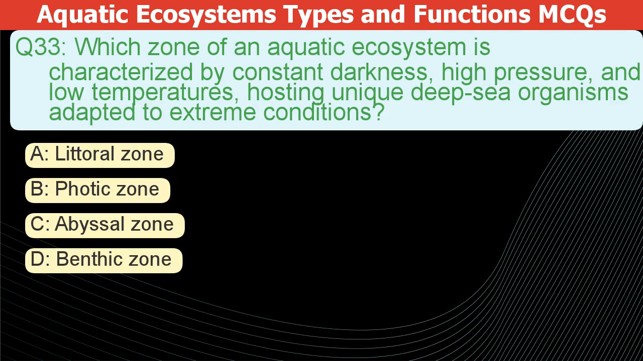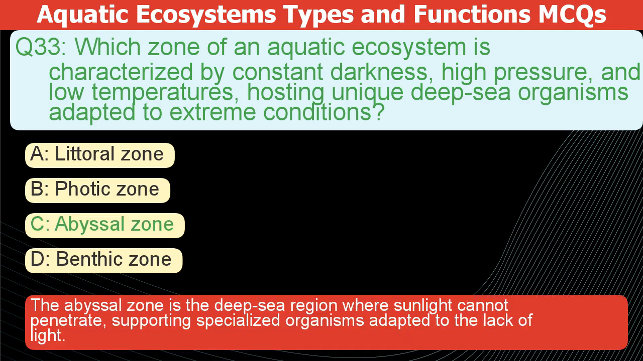What is the term for the region where a river meets the ocean and salty seawater mixes with freshwater from the river? A. Estuary. B. Riparian zone. C. Benthic zone. D. Planktonic zone. The correct answer is A. An estuary is where a river meets the ocean. It's a transition zone where salty seawater mixes with freshwater. This creates unique ecological interactions.